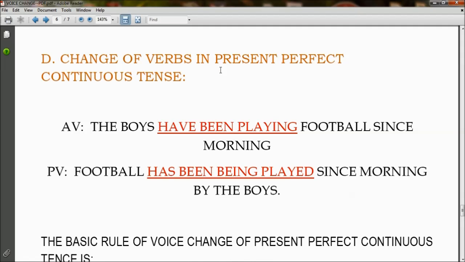Change of verbs in present perfect continuous tense. In active voice, the boys have been playing football since morning has changed to football has been being played since morning by the boys. So has been playing has changed to has been being played.